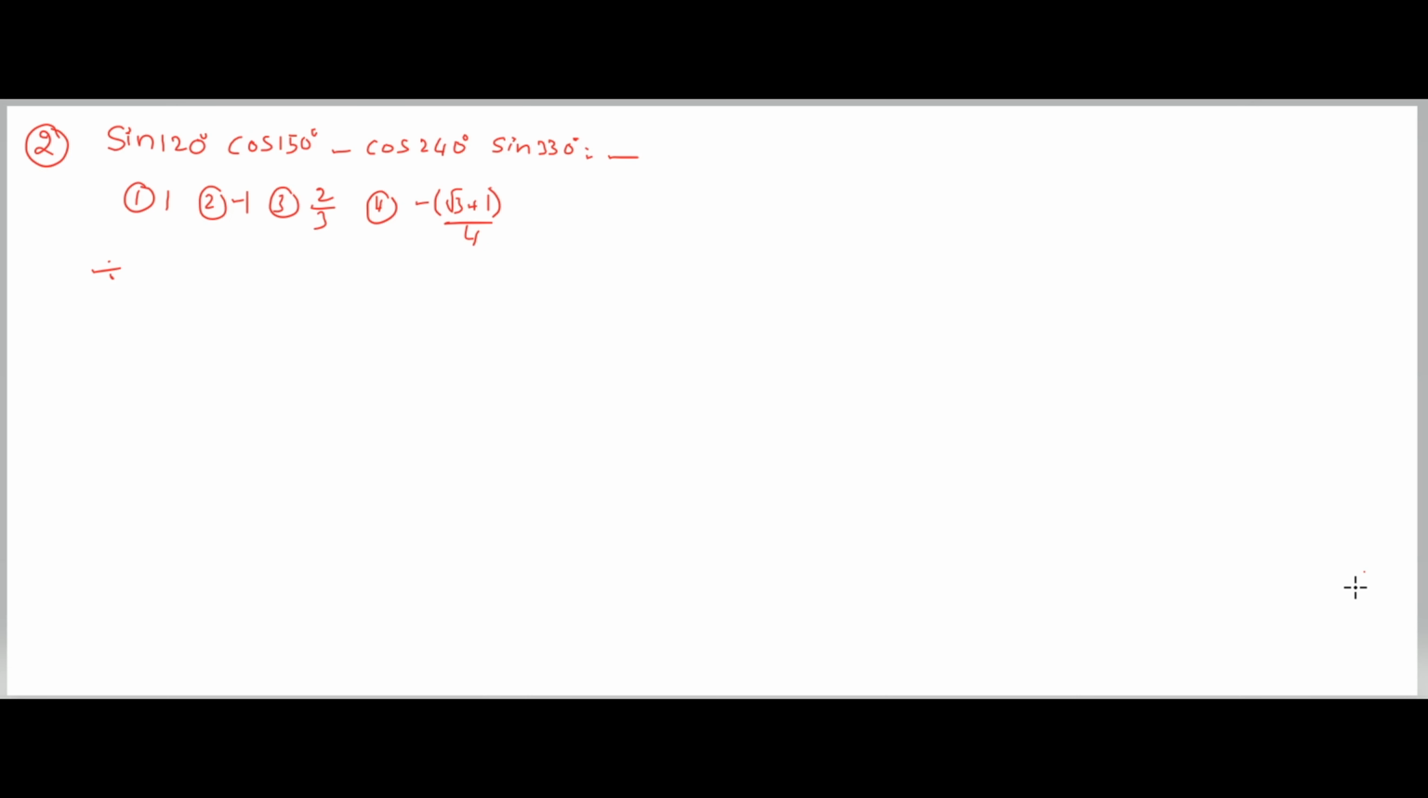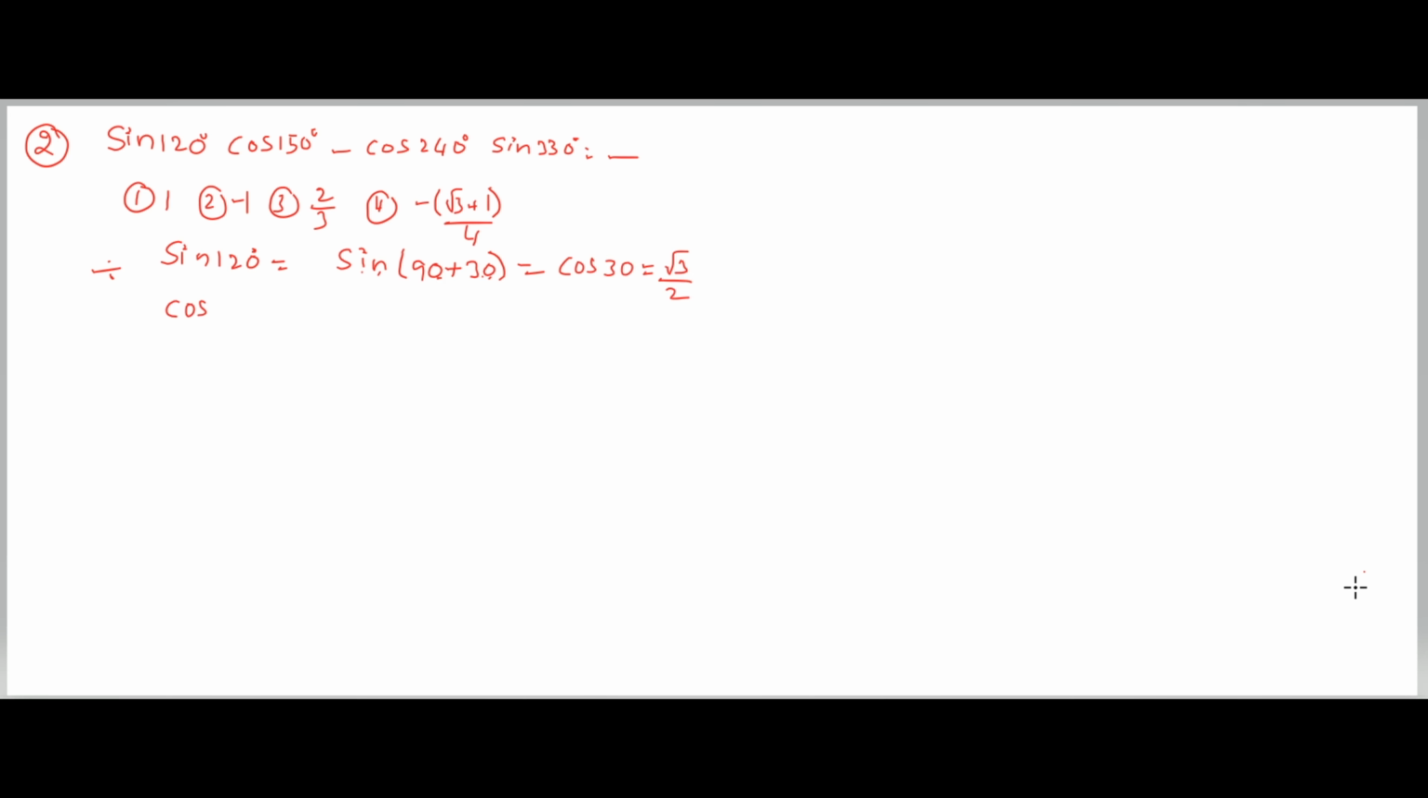Sin 120 degrees into cos 150 degrees minus cos 240 degrees into sin 330 degrees is equal to dash. Here, first we find the value of sin 120 degrees. Sin 120 is written as sin of 90 plus 30. 90 plus 30 lies in the second quadrant. In the second quadrant, sin is positive. Here it is 90, so sin changes to cos. That is cos 30. Cos 30 is equal to root 3 by 2.